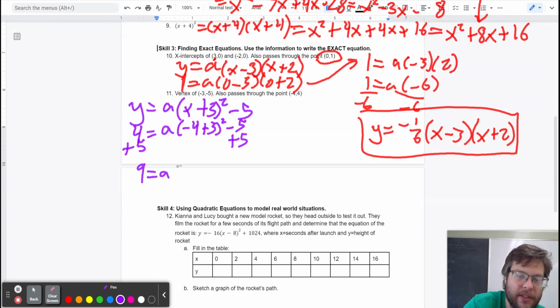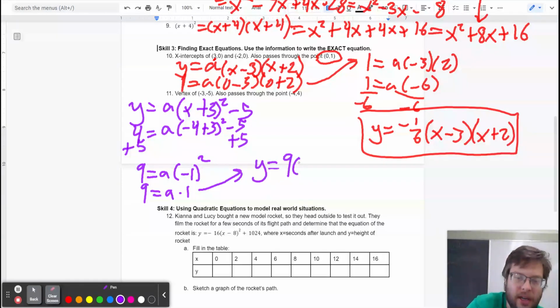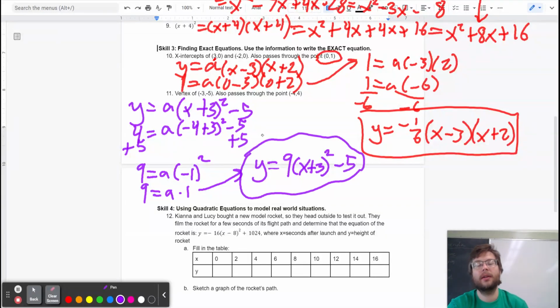So 4 plus 5 is 9. -4 plus 3 is -1. -1 squared is 1. And so I know that a is equal to 9. So I write out the completed equation, 9 times x plus 3 squared minus 5. So that's what you'll need to be doing when you're finding your project, because it is almost certain that you will get your information in terms of either the x-intercepts, so that's like the red problem number 10, or you'll get your measurements in terms of the vertex. So that's like the purple problem number 11.